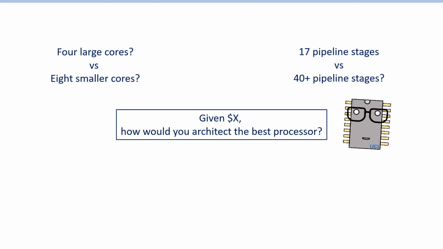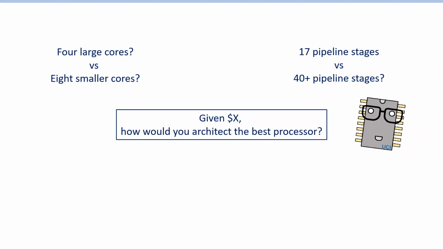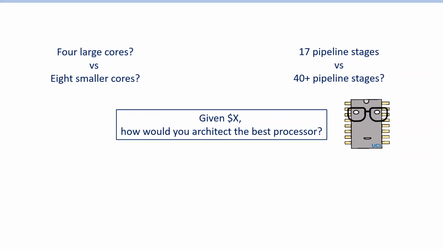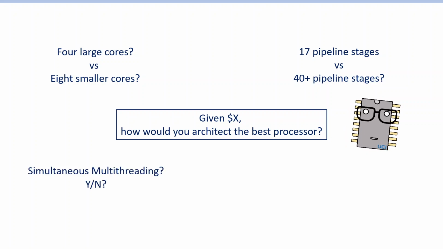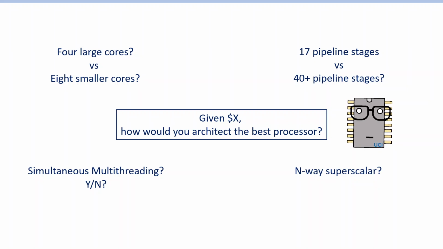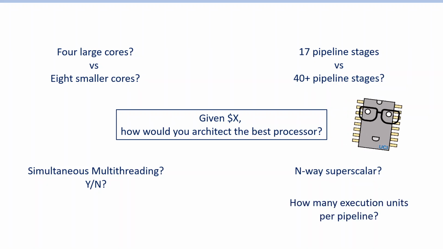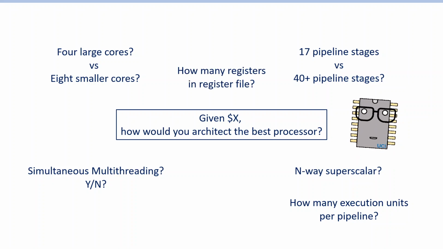Or would you like to have something like 17 pipeline stages against 40 plus pipeline stages? What these decisions mean, we'll get into in a bit more detail in the upcoming lectures. More topics which we will cover include: would you like to have simultaneous multi-threading? Would you like to have an n-way superscalar? How many ways superscalar would you want? Or how many execution units do you want per pipeline? All of these topics will be covered in the upcoming lectures.